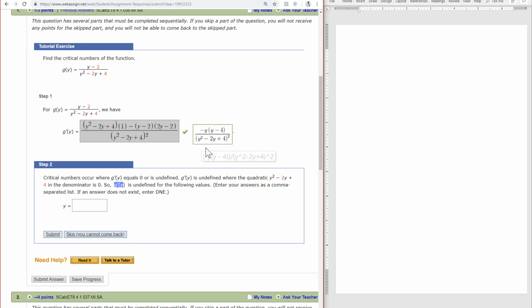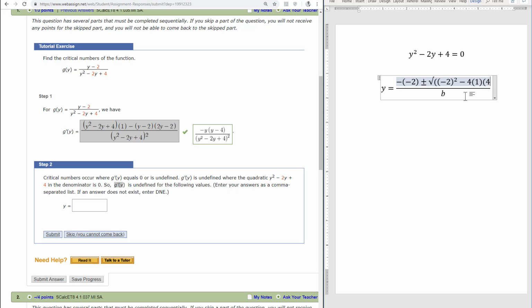Let's take a look at g of y. If we try to factor this, or use the quadratic formula to try to factor it, we're focused on this quadratic. We're going to take a look at when y squared minus 2y plus 4 is equal to 0. So the quadratic formula says we have y equals, and then we're going to want a fraction. So let me set up a fraction first, and then I'll fill it in. This is going to be negative b, which is negative 2, plus or minus the square root of b squared, so that's negative 2 squared, minus 4 times a times c, where a is equal to 1 and c is equal to 4, all divided by 2a.